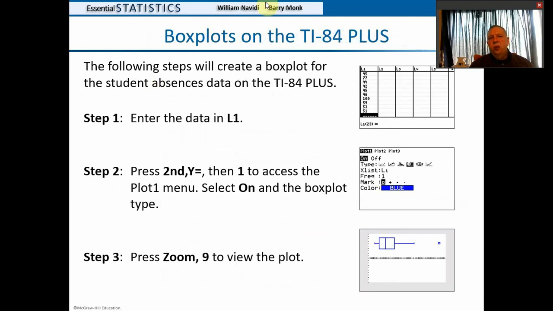So if you have an 84, I'm not going to go through this too much. The 30, 36 is what we represented. I hope you've got the 36 to represent the data in L1. Go back through second Y equals. It lets you, here's the instructions. Then one to access the Plot 1 menu, select On, and the box plot type. Okay. That's the box plot type is what they're saying. So here's the type. Go in here, select this box plot, and then ZoomStat to view it. There's that outline for you.